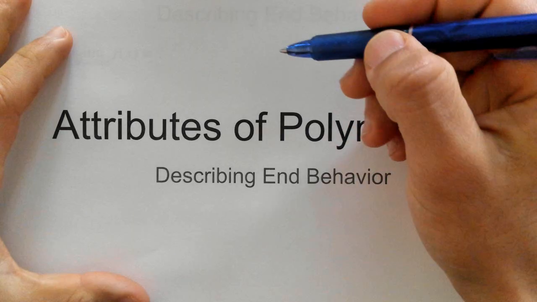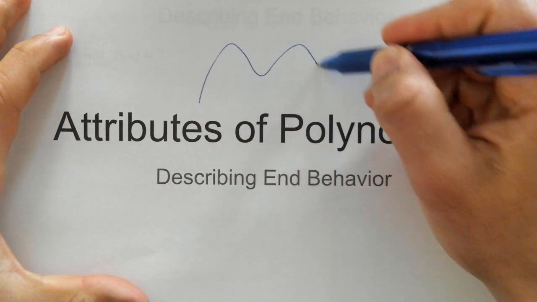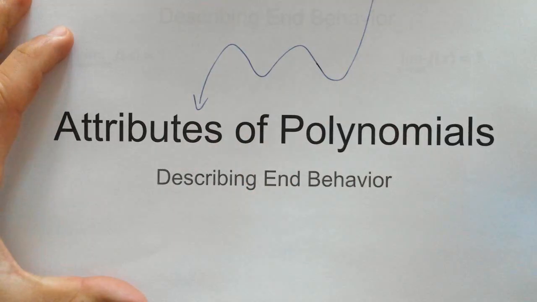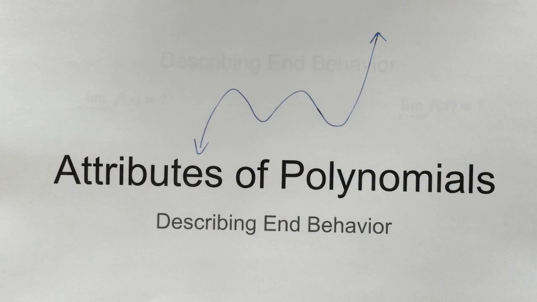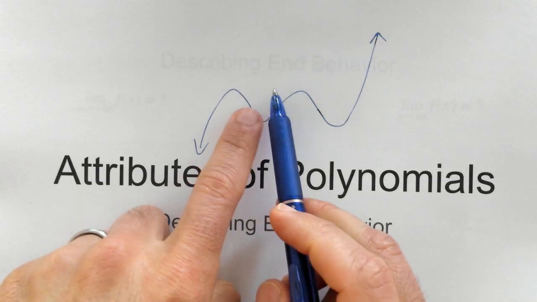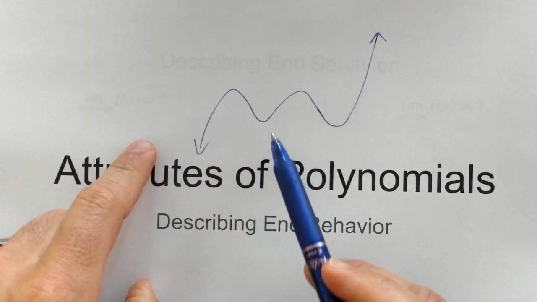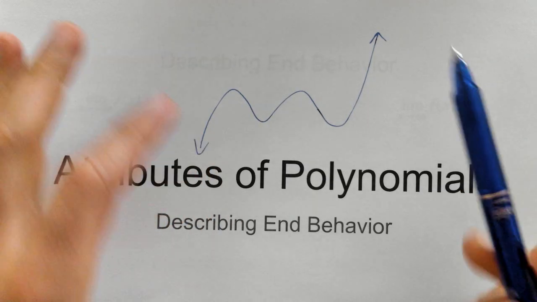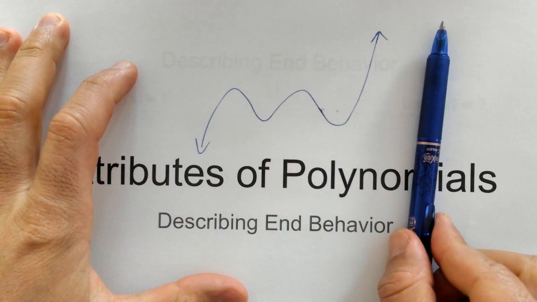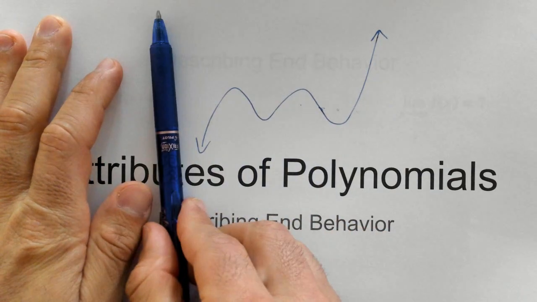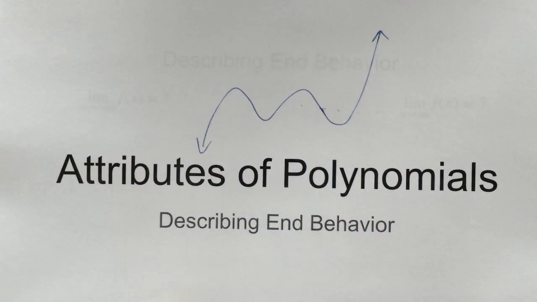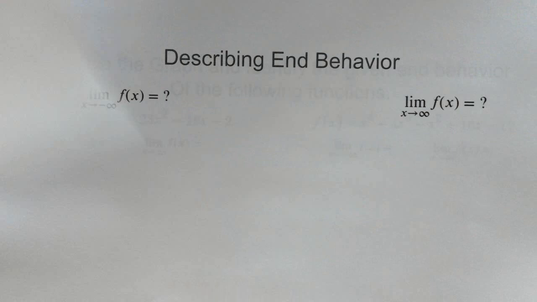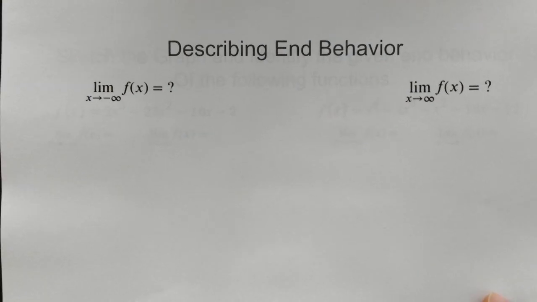So let's say that we're given a polynomial that looks something like this, right? Our goal is to talk about what happens as the arrow goes towards the left and as the arrow goes to the right. What is the behavior of the function as x increases to the right or as x decreases to the left? And to do that, we're going to introduce this new notation called limit notation.